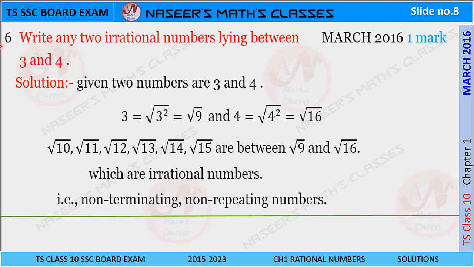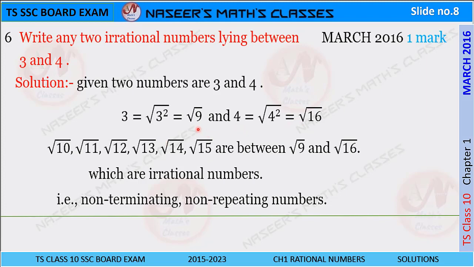Now we are going to solve the sixth problem. Write any two irrational numbers lying between 3 and 4. This is for 1 mark, March 2016. First we write the given two numbers 3 and 4. 3 is written as square root of 3 square. 3 square means 9. So we can write 3 is equal to root 9. And 4 is written as square root of 4 square. 4 square means 16. Then we can write 4 is equal to root 16.